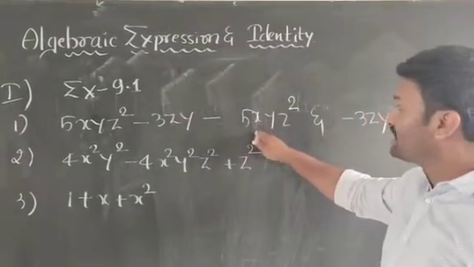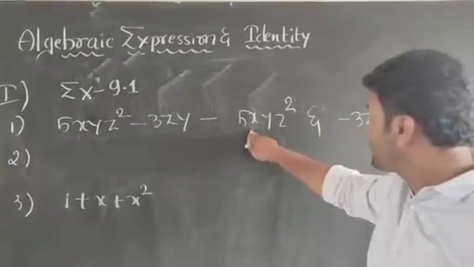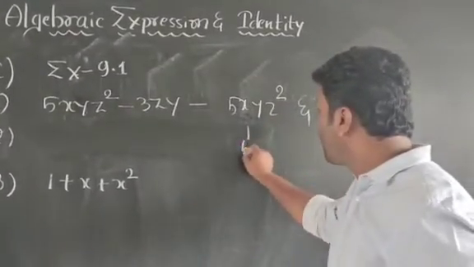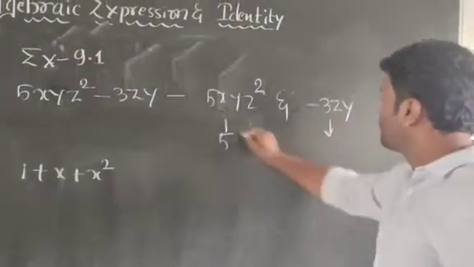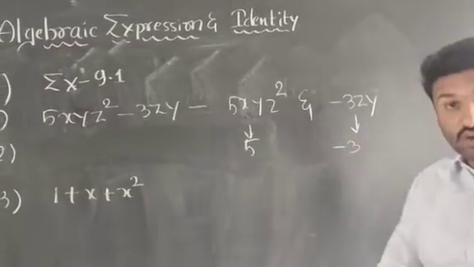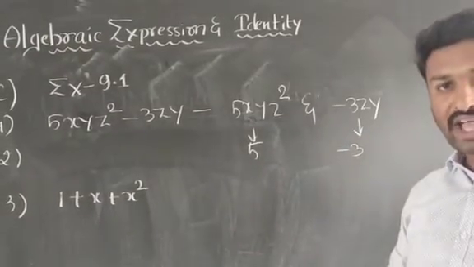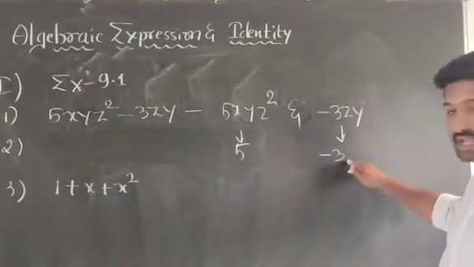Okay, the coefficient of this one is how much? The coefficient of this 5xyz square is 5. And the coefficient of this minus 3zy is minus 3. You have to take out the numerical factor. The coefficient of this minus 3yz is minus 3.